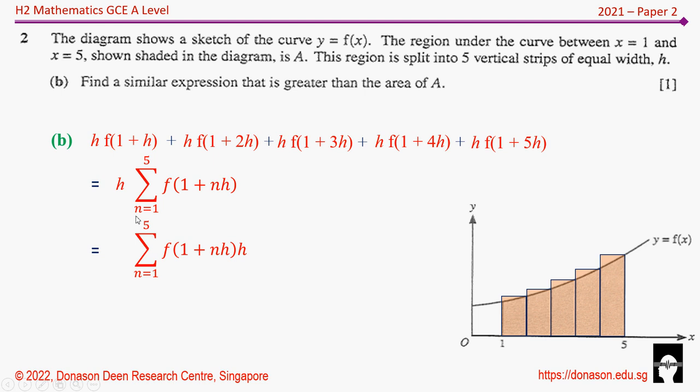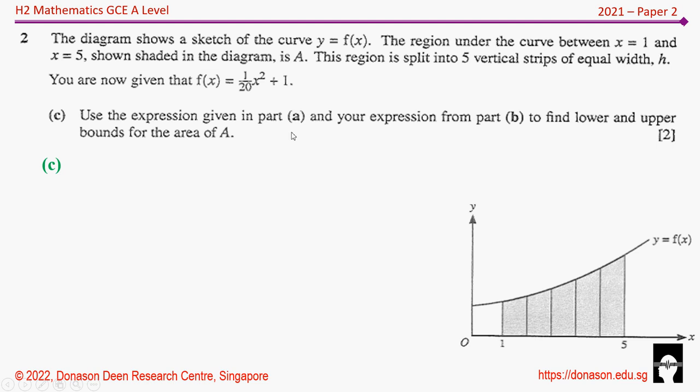So now I can throw my h into the sigma notation, and I will get the sum of f(1 + nh) times h, which is going to be the area of these 5 rectangular strips, and this should, of course, be greater than A, right? This should be, because of this extra bit here, an overestimation. So this is a similar expression that is greater than the area of A. This expression is greater than the area of A.